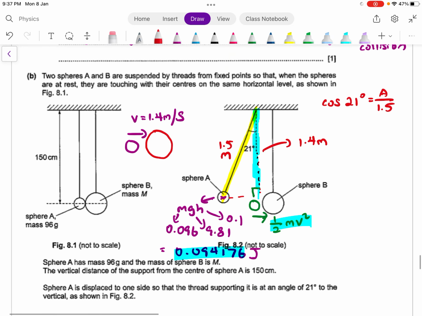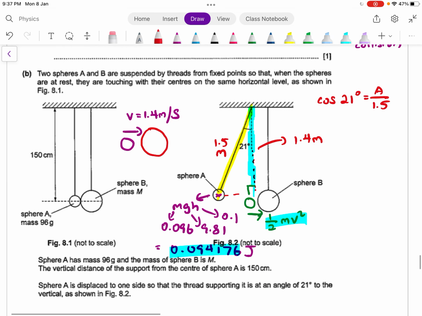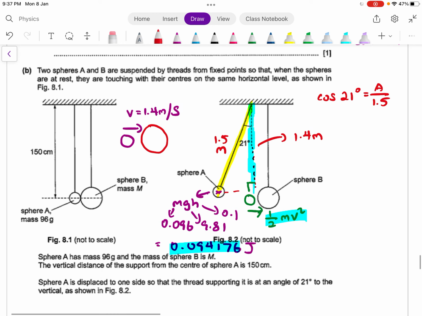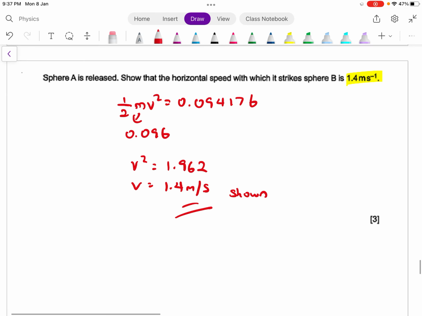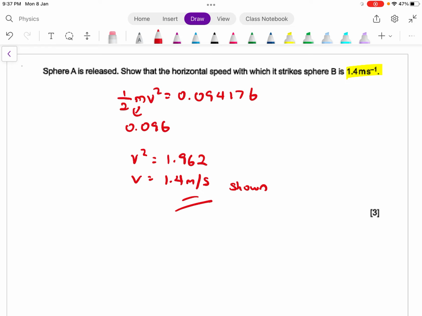Okay, let's move on to part B. How do we actually solve this question? We have two spheres suspended by threads. I displace sphere A, which has a mass of 0.096 kg, and the mass of sphere B is m. The vertical distance of the support is about 1.50 metres. I displace it by 21 degrees. We are asked to show that the horizontal speed with which A strikes sphere B is 1.4 metres per second. So how do we actually solve this?